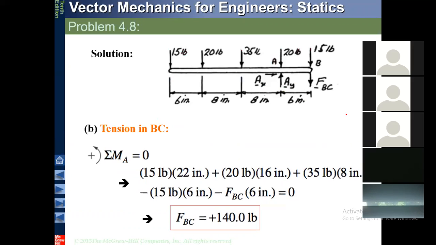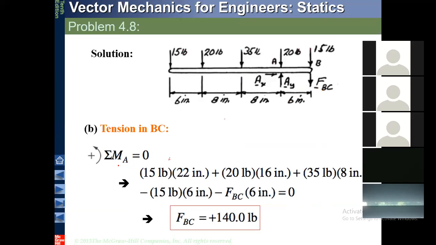And then you can do the same. You can write the moment around point A, or you can write sigma F of y equal to 0, because you derived AY from the last equation. Then you're going to have only one unknown, which is FBC.